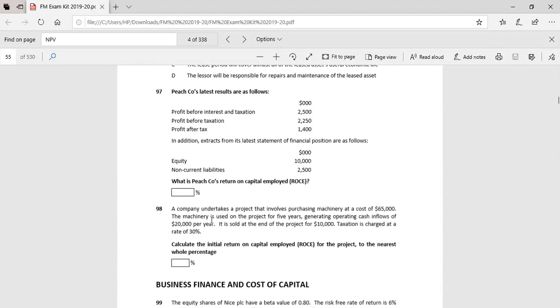Okay, question number 197 is ROCE. Let's take up ROCE first. Question number 97. I'll put it on the Excel sheet. Okay, very good. 25%.